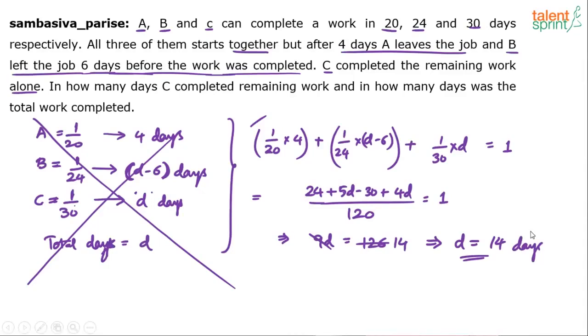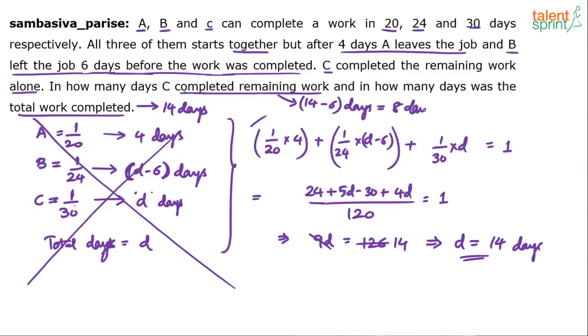Now, read the question. In how many days did C complete the remaining work? And in how many days was the total work completed? Total work was completed in 14 days. Very clearly. Now, can you tell me in how many days did C complete the remaining work? Simple. C completed the remaining work in 14 minus 6 days. Don't have to do any other calculation. 8 days is the answer.